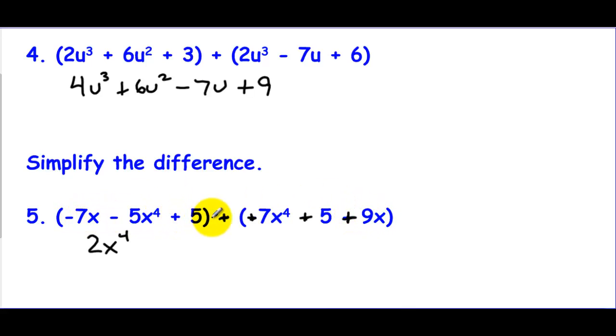Looking for x squareds, I also don't see any. So I'm going to move on to x to the first. I see negative 7x plus 9x. Well, I'm going to say that's 2x. And then 5 plus 5 is 10. So I'm going to say this is the difference of these 2 expressions there.